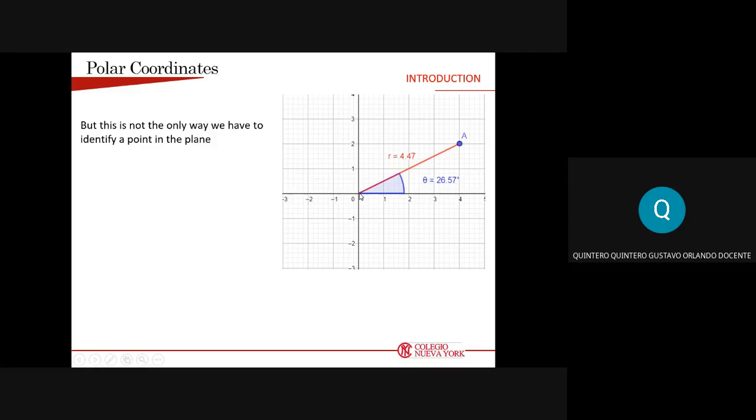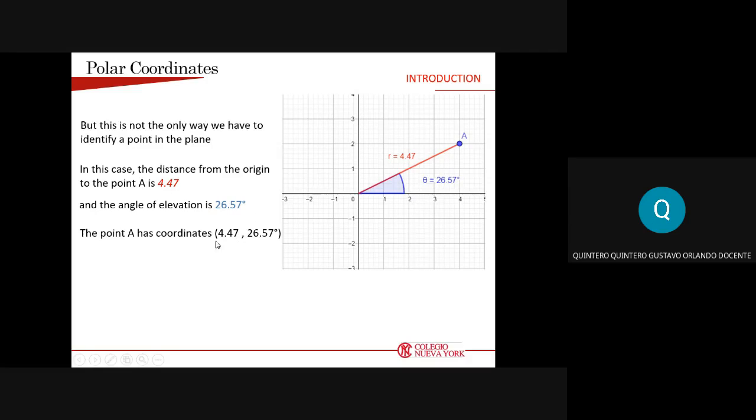And my distance from 0, 0, from the origin to the point, is going to be the letter R. This distance is 4.47. So we know distance 4.47, angle of elevation 26.57, meaning that we have our new set of coordinates: 4.47, 26.57 degrees. These are the new sets of polar coordinates, R, theta. All right, guys? We can represent every single point in the Cartesian plane with polar coordinates as well.